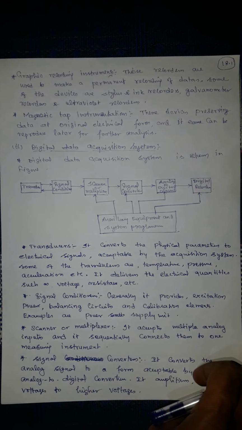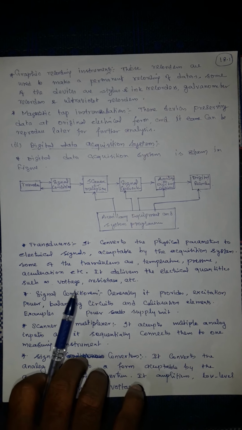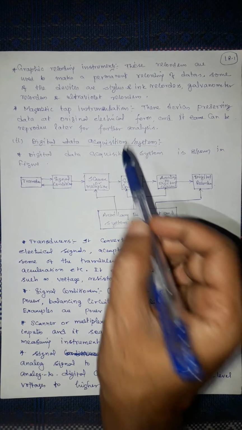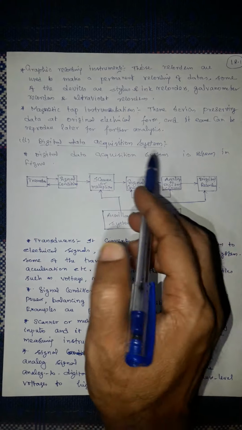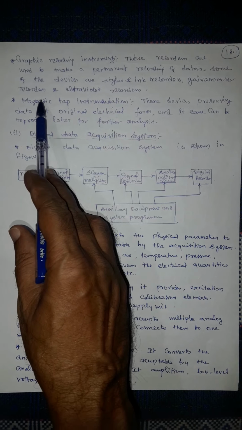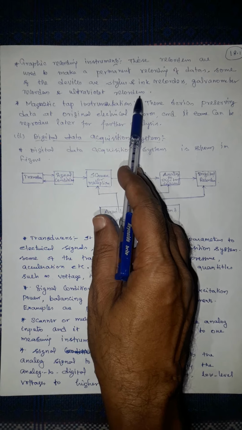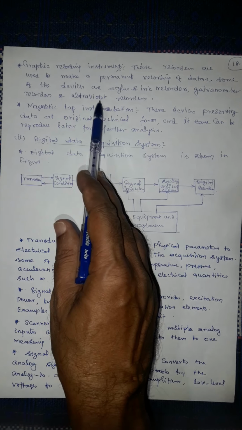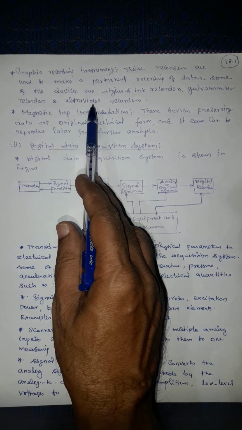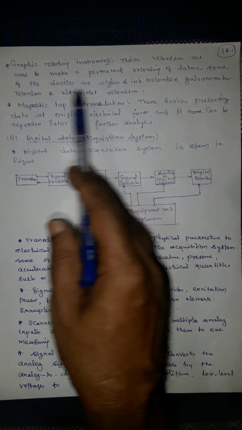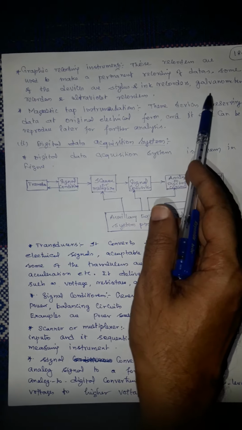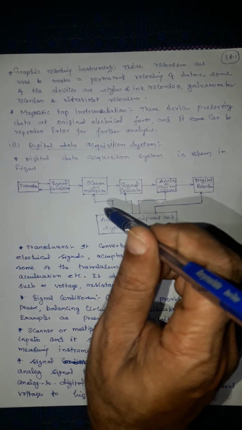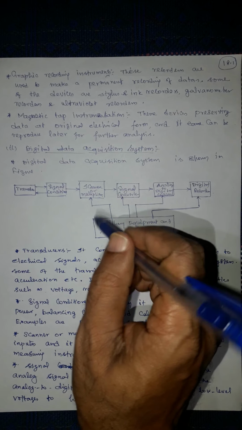The graphic recording instruments. These recorders are used to make a permanent recording of data. Some of the devices are stylus, which means pen, or ink recorders, galvanometer recorders, and ultraviolet recorders. These are all different types of recorders. Ultraviolet recorders use ultraviolet rays or a beam. Galvanometer is the D'Arsonval meter, a recorder that uses the galvanometer technique. Stylus and ink recorders use a pen and ink tank.